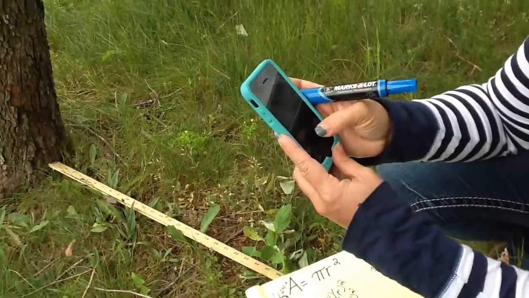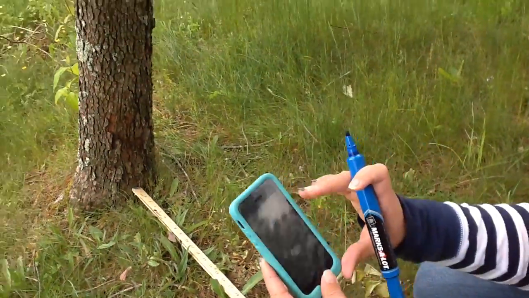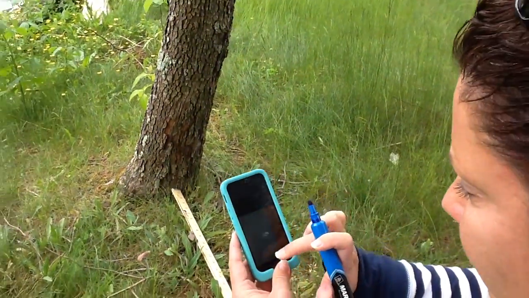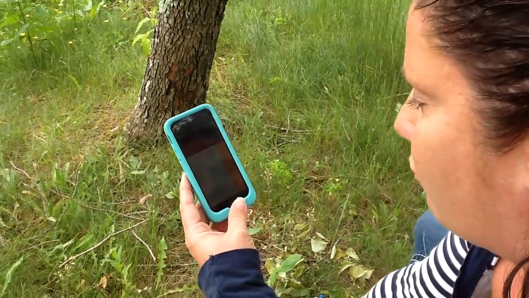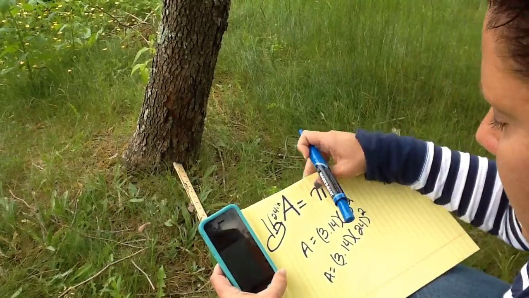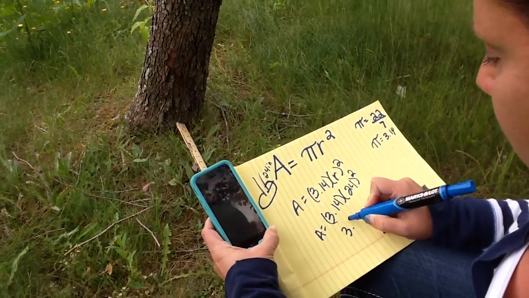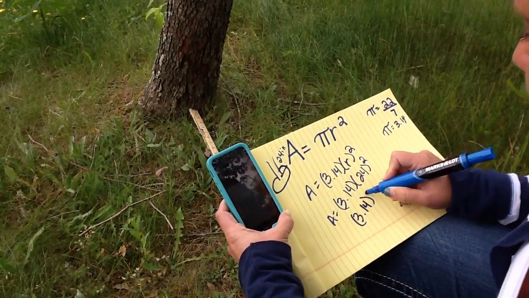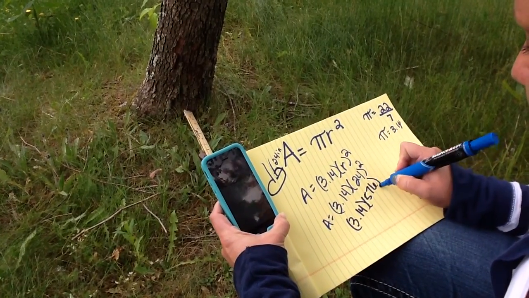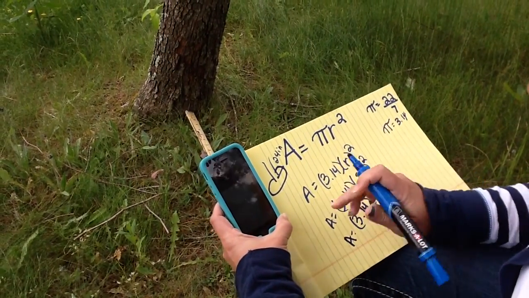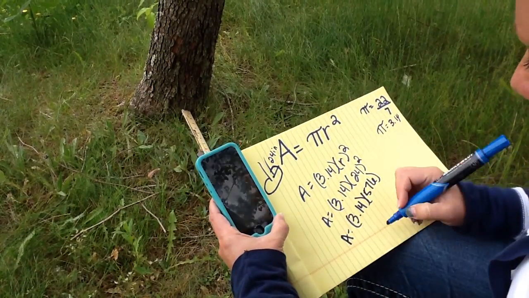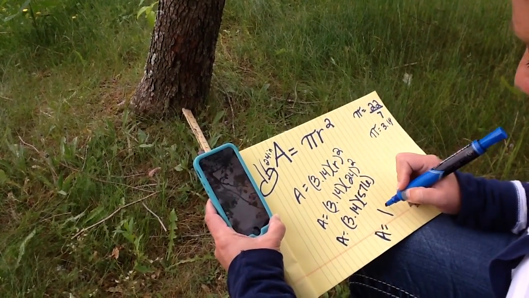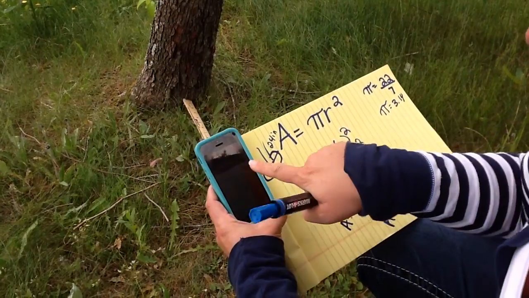So I'm going to take out my phone, pull up my calculator, and I'm going to do 24 times 24 because remember, that's what radius squared is. So it's 3.14 times 576. So I'm going to times 3.14. So the area is 1,800, and we're going to round that.